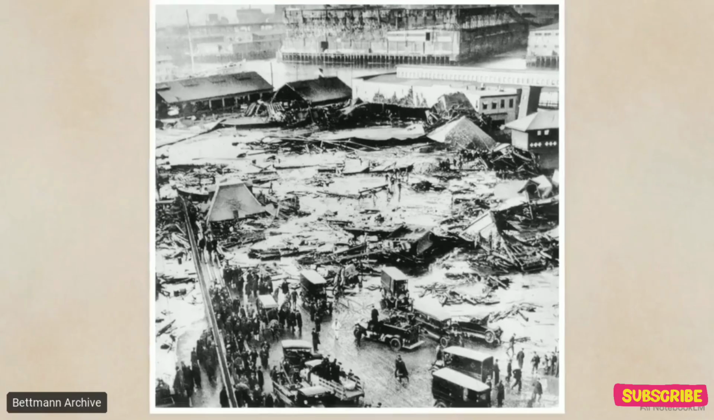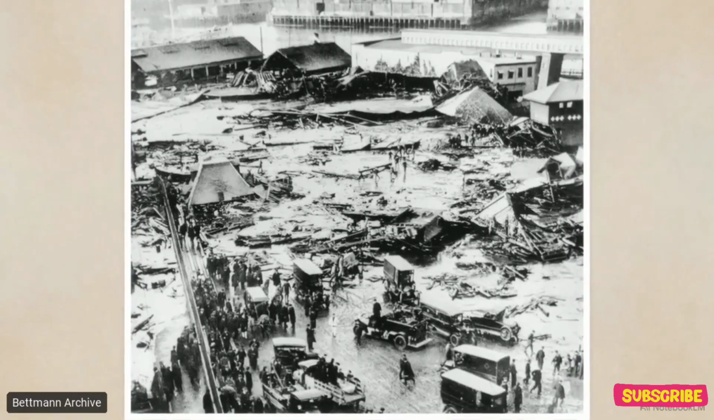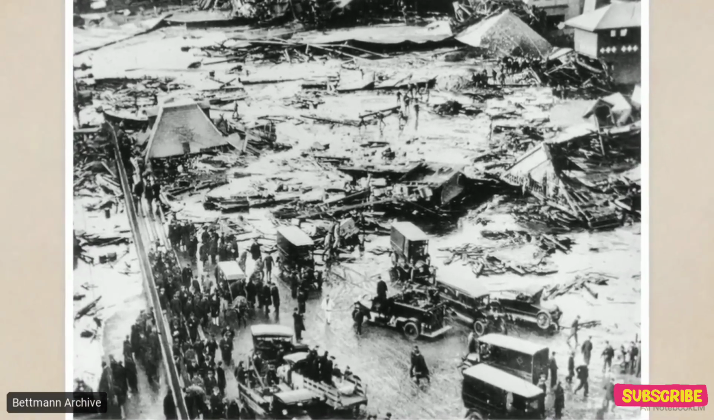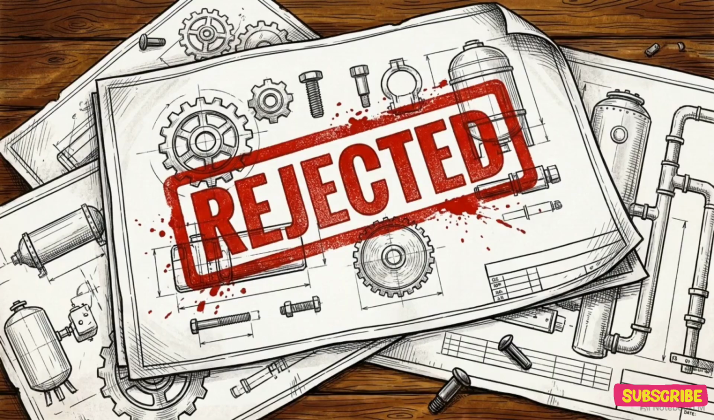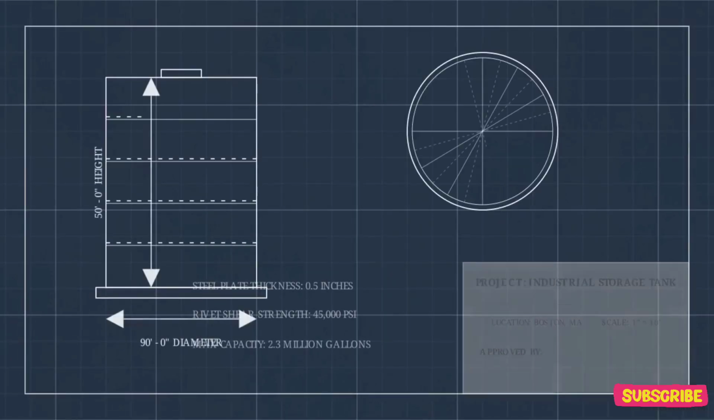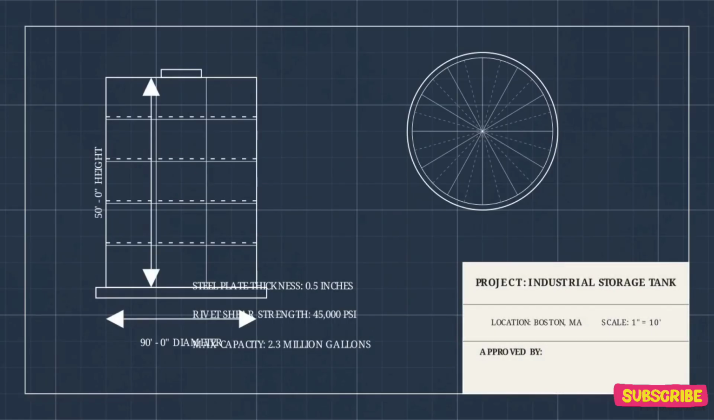This aerial view shows the total flattening of the local industrial sector, where buildings were demolished and iron infrastructure was twisted. 21 people died because industrial blueprints were unregulated and uncertified. Landmark lawsuits following the disaster forced a permanent legislative correction. The state of Massachusetts instituted a legal mandate that all structural blueprints for major public and industrial works must be explicitly approved by a certified licensed professional engineer.